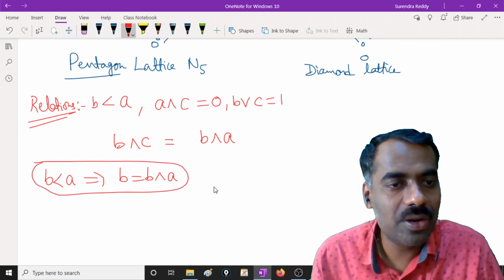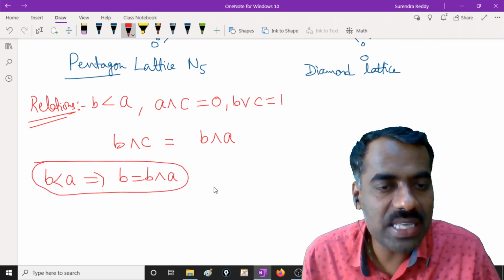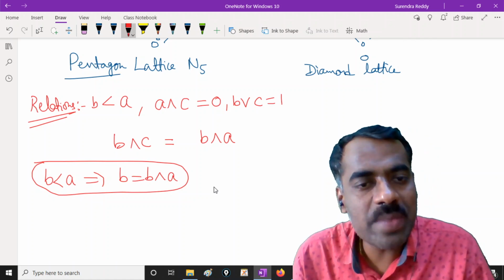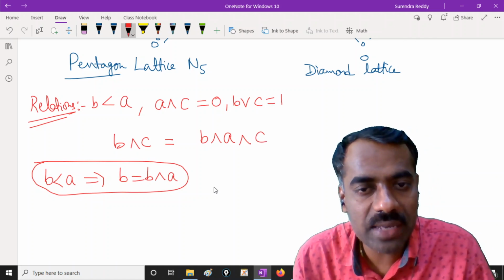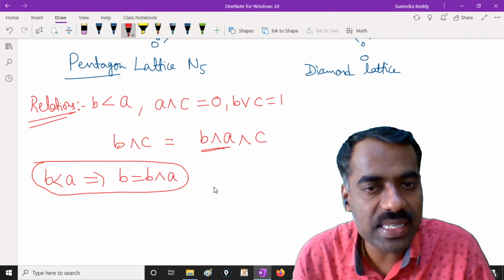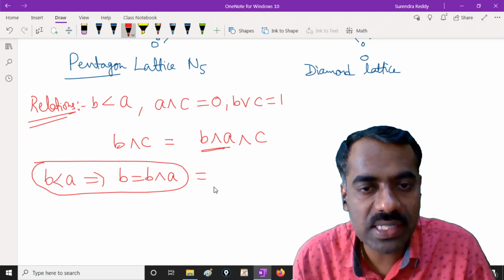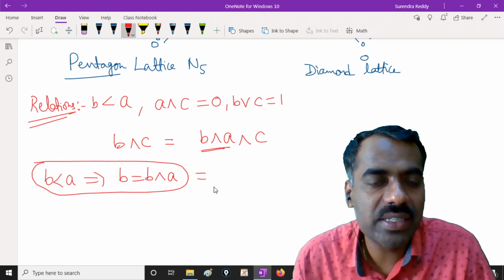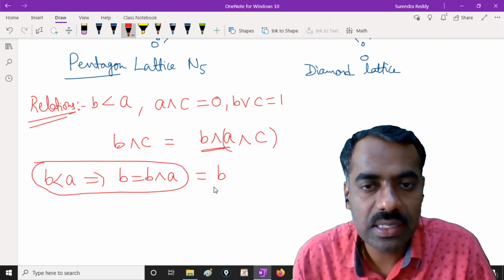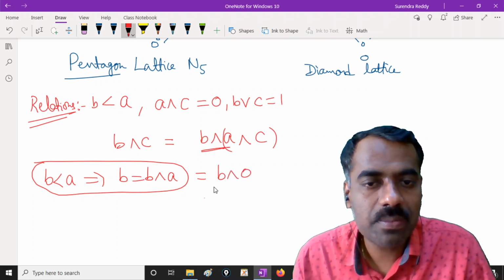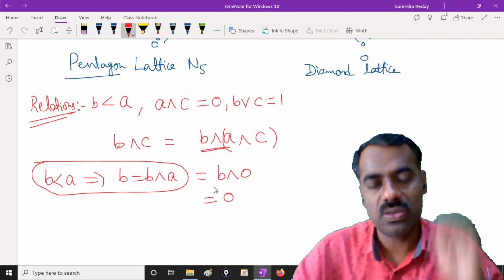No, B meet A. So therefore B meet C I can write as B meet A. In place of B I can use this. But now what I know is that A meet C is 0. So this is 0. Okay, but B meet 0 is 0. Is this clear?